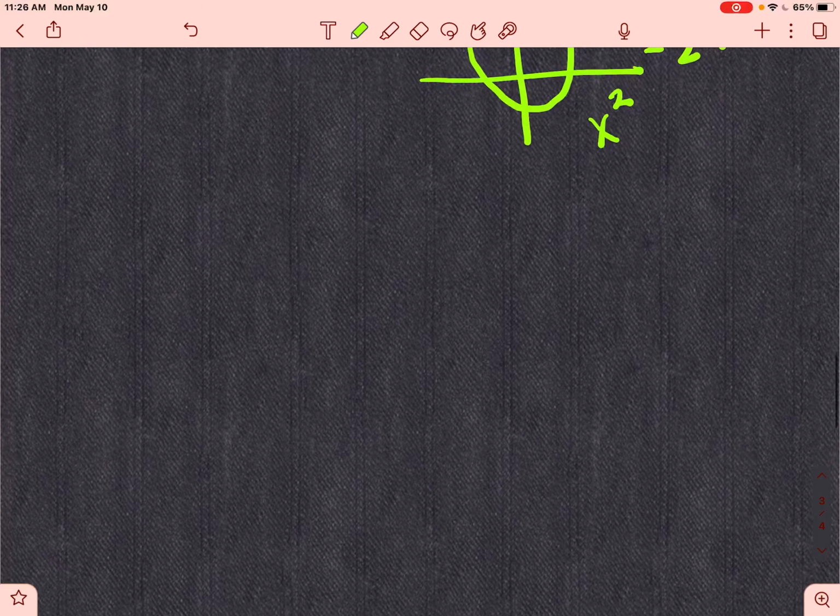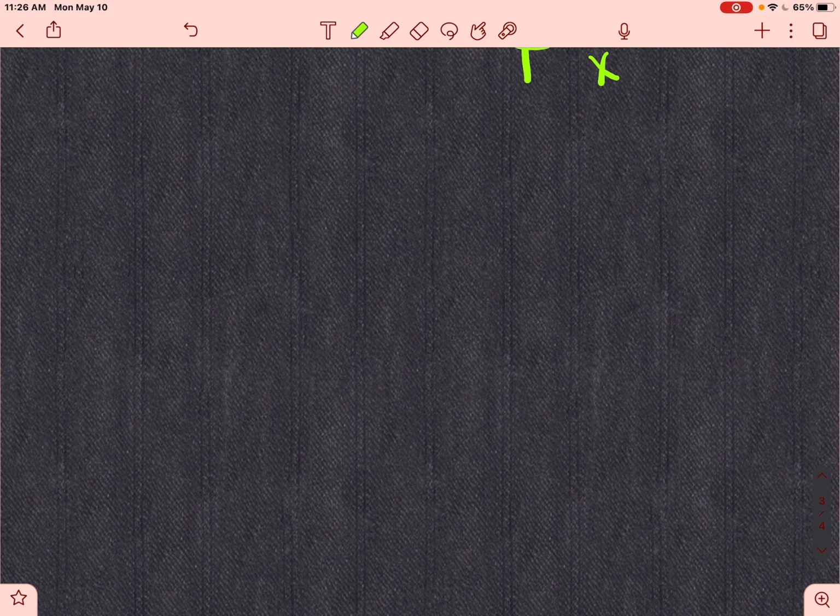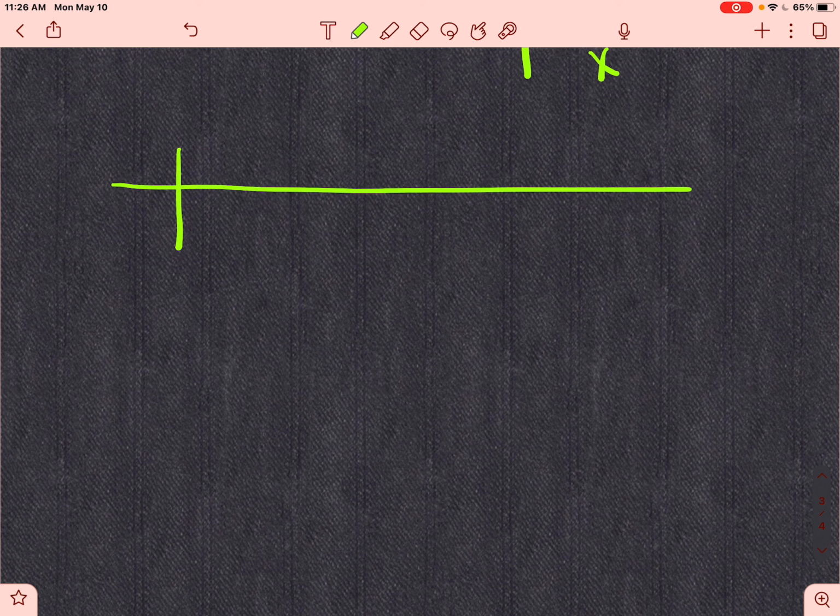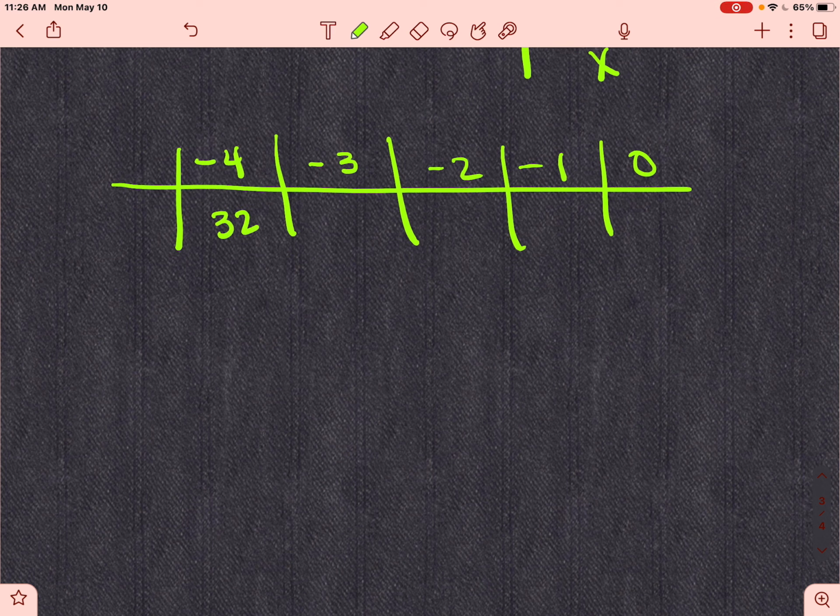All right, let's do one more example. And there's a lot we can experiment with in the calculators, but the big concept I want you to grab onto today is how to do this subtraction. Let's say we have x: -4, -3, -2, -1, 0, and y: 32, 18, 8, 2, 0.